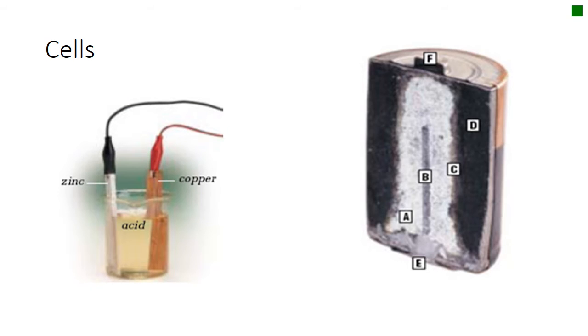So here we have batteries. Sorry, cells, not batteries. Actually, that's a good point. A cell is one source of electrical energy. Chemical energy is converted to electrical energy, and a battery is two or more cells together. So we have two kinds of cells here. We've got the dry cell on your right, and the wet cell on the left.